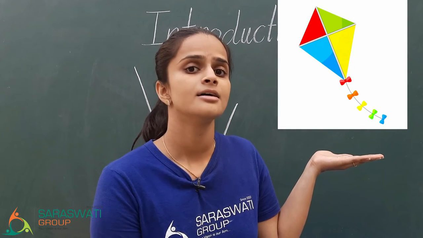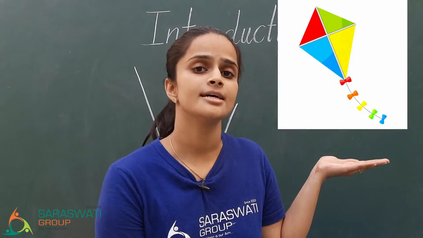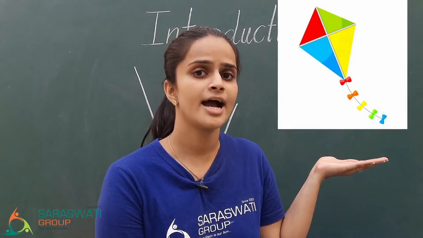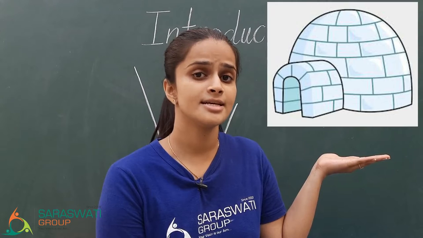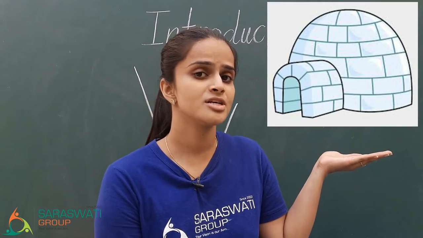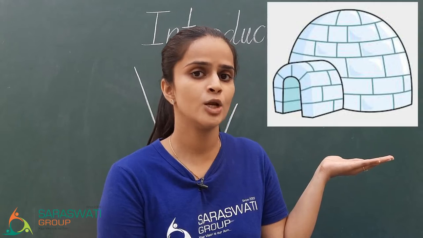This is kite. So, what is the initial sound of kite? K. What is the initial sound of a kite? K. What is this? This is igloo. What is the initial sound of an igloo? E. What is the initial sound of an igloo? E.